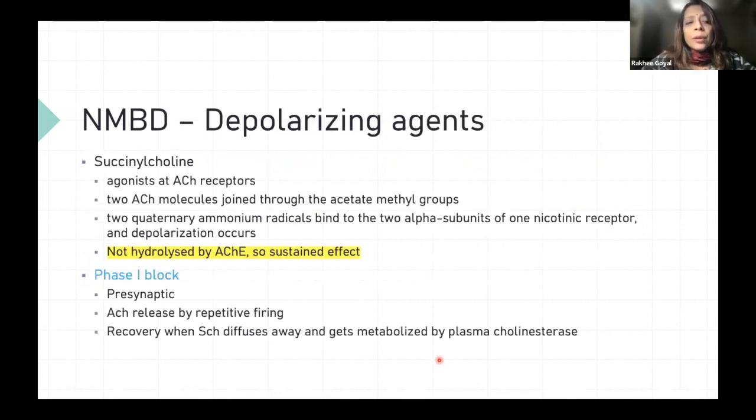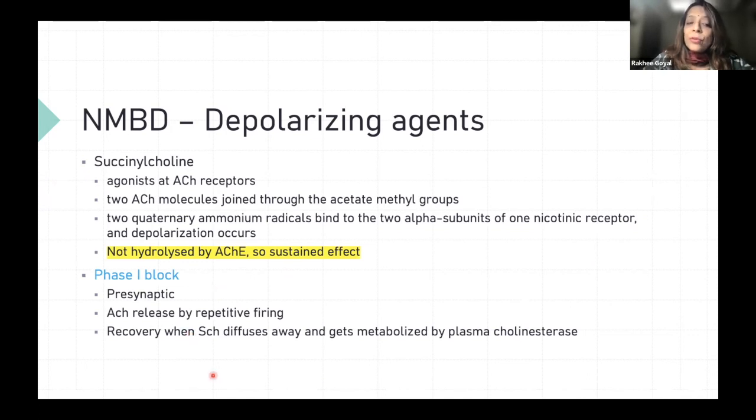Now, if we quickly see how our neuromuscular blocking agents act, when we see the depolarizing agents like succinylcholine, they act like agonists at these nicotinic acetylcholine receptors on the motor end plate. And this is not hydrolyzed by the acetylcholinesterase enzyme. So there is a sustained effect. So this is the phase 1 block that we see.